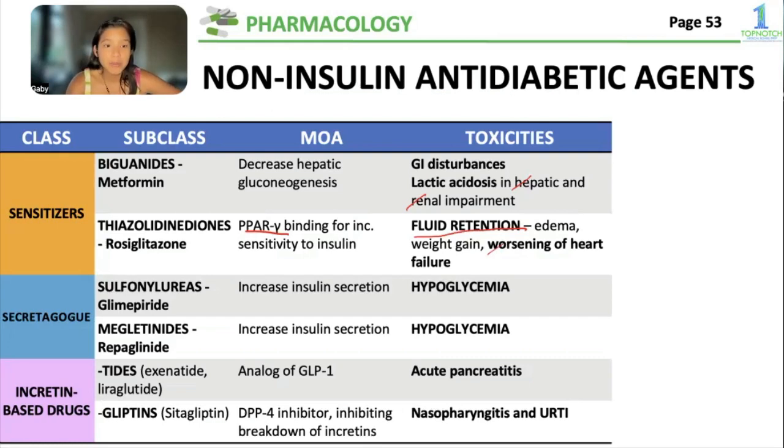Your secretagogues can be your SUs or sulfonylureas, or your meglitinides like repaglinide. Because they increase insulin secretion, it is very expected that their toxicity is hypoglycemia, because they promote insulin secretion independent of glucose. So even if your glucose is low, if you take a sulfonylurea or a meglitinide, you will secrete insulin, and therefore, if your baseline glucose is low, you can develop hypoglycemia. We also have your incretin-based drugs, which I'll discuss a bit later.